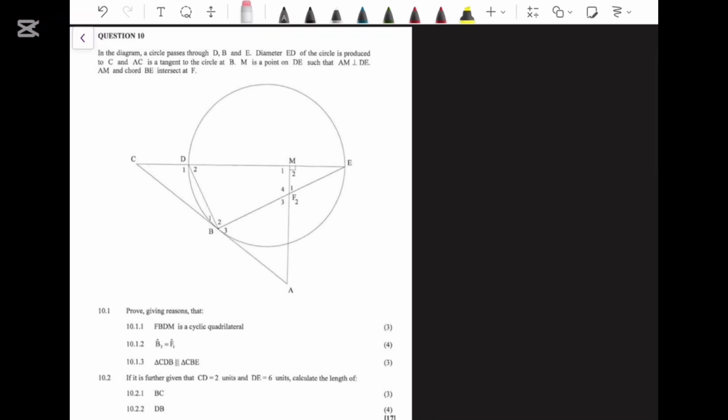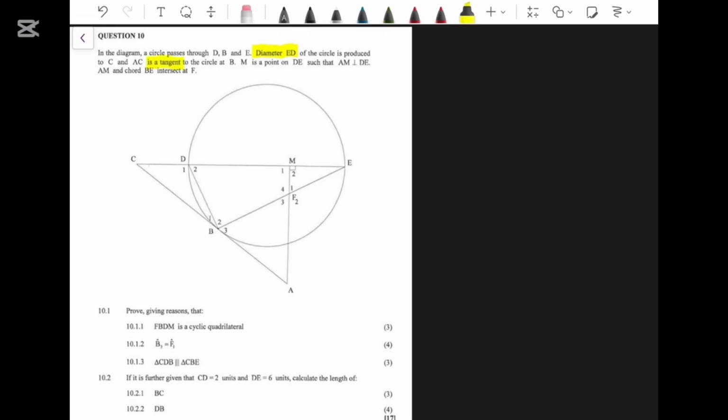In the diagram, a circle passes through B, D and E. Diameter ED of a circle is produced to C, and AC is a tangent to the circle at B. So here there are two keywords in that sentence. There is a diameter. Remember, diameter subtends 90 degrees. So an angle that is opposite to the diameter is always 90 degrees. And then we are given the tangent.